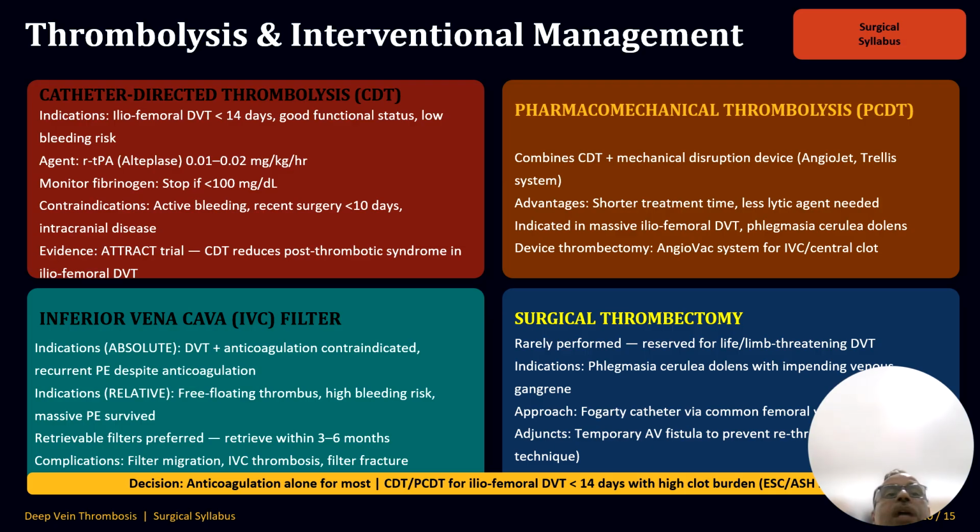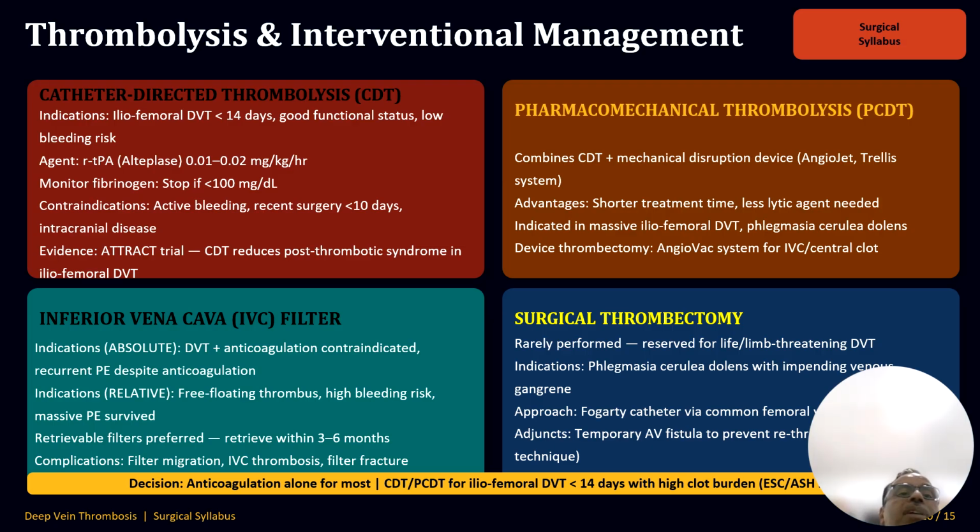We can also do pharmacomechanical thrombolysis, where it combines catheter directed thrombolysis along with certain mechanical disruption devices. So to take out the thrombus mechanically along with thrombolysis. So it combines both CDT as well as mechanical removal of the thrombus. What is the advantage of using this combination? It reduces the treatment time and less of thrombolytic agents are required. This combination treatment is indicated in massive iliofemoral deep vein thrombosis.